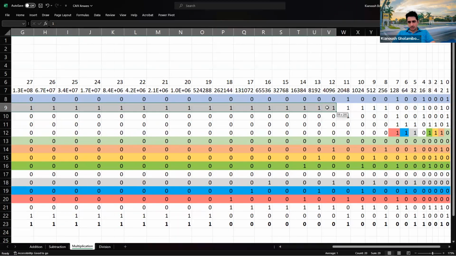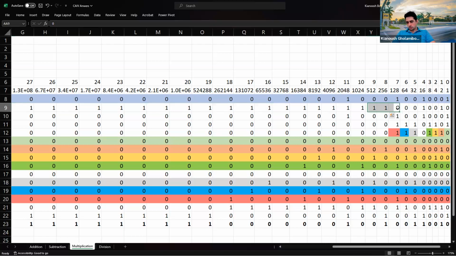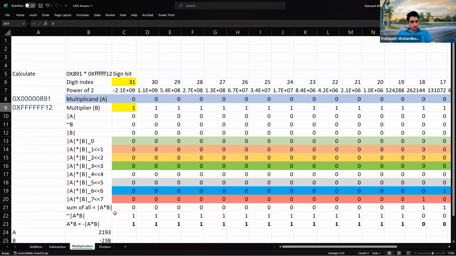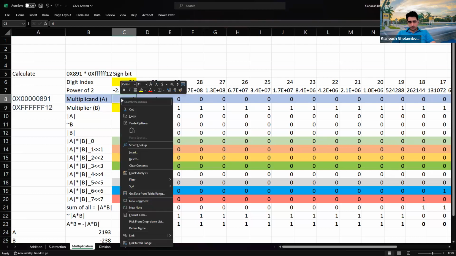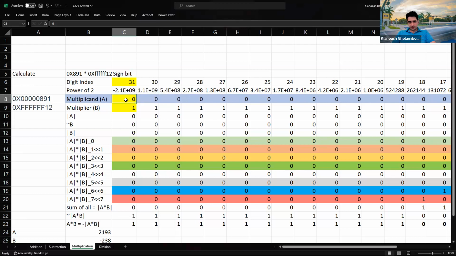And then after this, you need to represent the last 2 digits in hexadecimal with binary, which is 1, 2. 0001 is 1, and 0010 is 2. This is basically the 32-bit representation of the two numbers that you want to multiply. When you look at their sign bits, what you realize is the first number is positive, but the second number is negative.